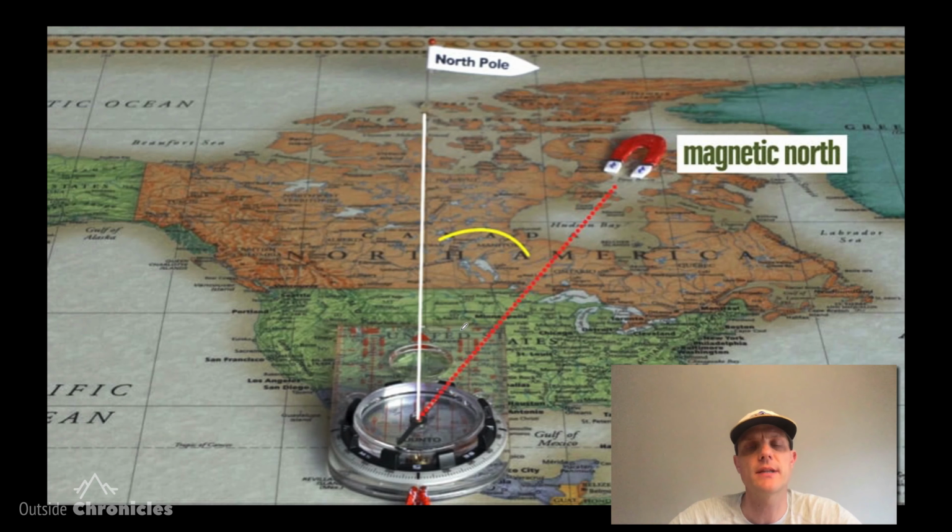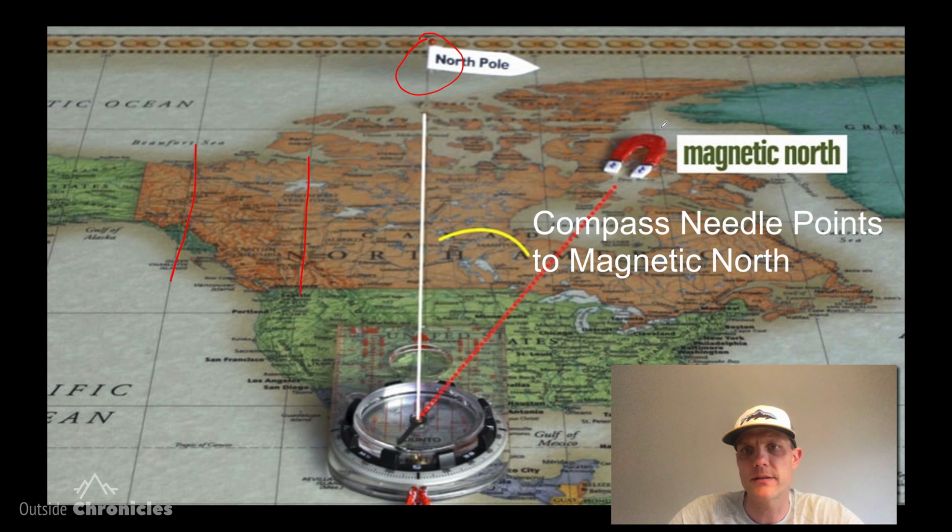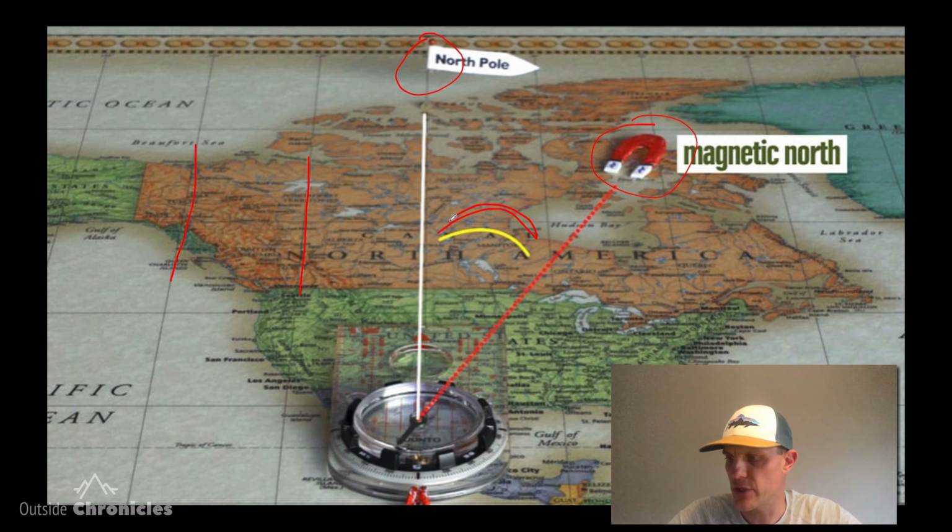A good way to visualize this is looking at it on a map like this. We have our North Pole, here's our grid lines. We have our grid north, and our true north is up here. And then our magnetic north is pointing over in this direction. This angle is what's called declination.